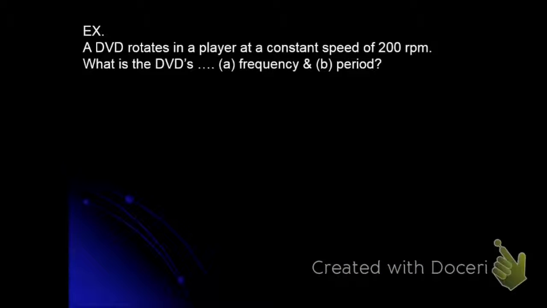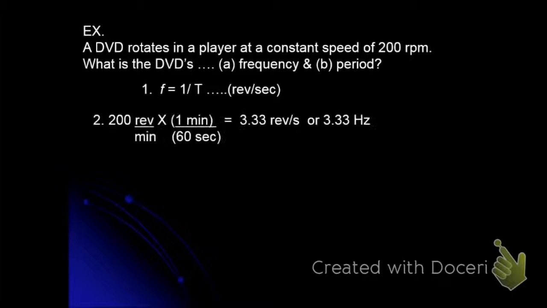And here's one last sample problem. Say you have a DVD that rotates at 200 RPMs. What is its frequency and its period? So remember that frequency and period are inversely related, and what we have here is revolutions per minute. That is how frequently it is rotating. So I'm going to take 200 revolutions per minute. I'm going to convert that to seconds, and I find that it's 3 revolutions per second, or 3.3 hertz. So that is its frequency.